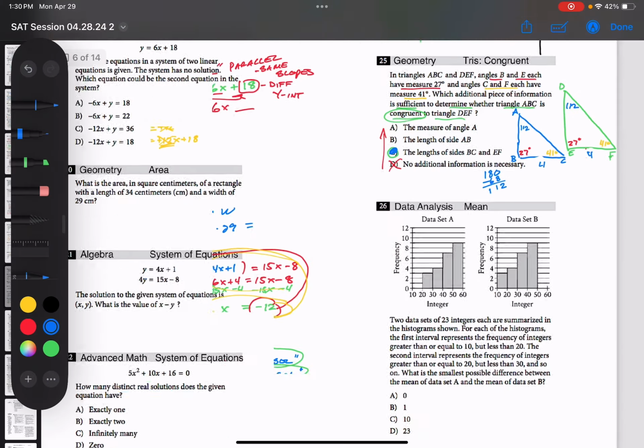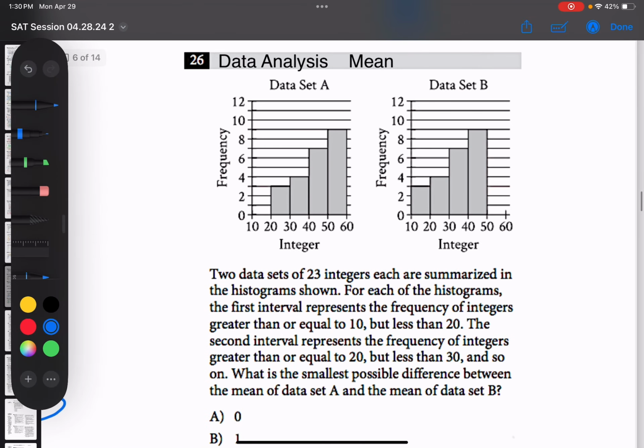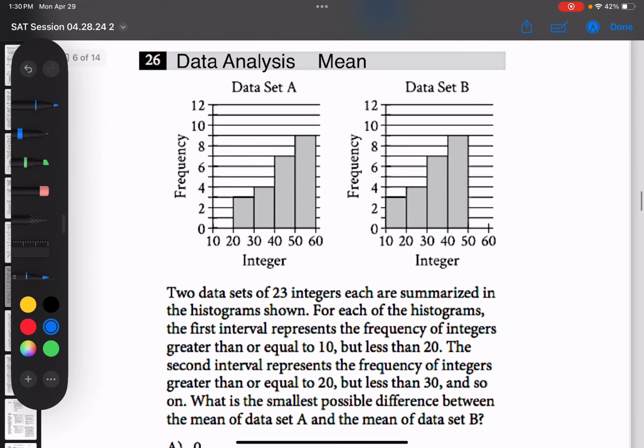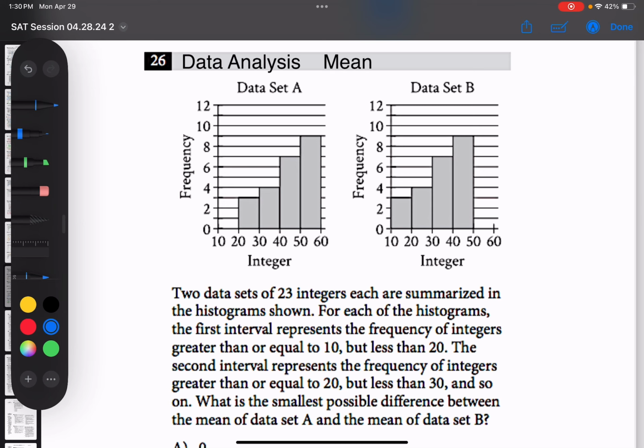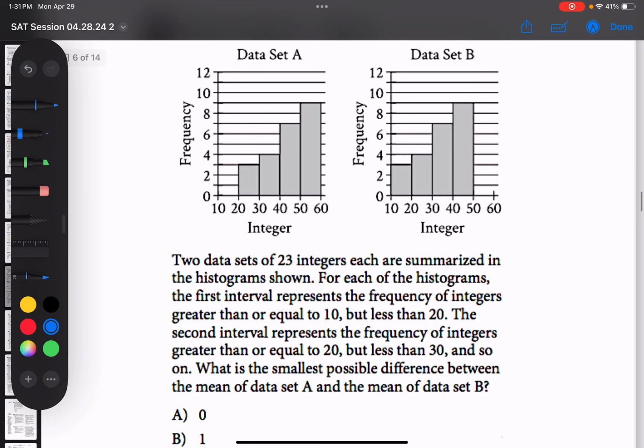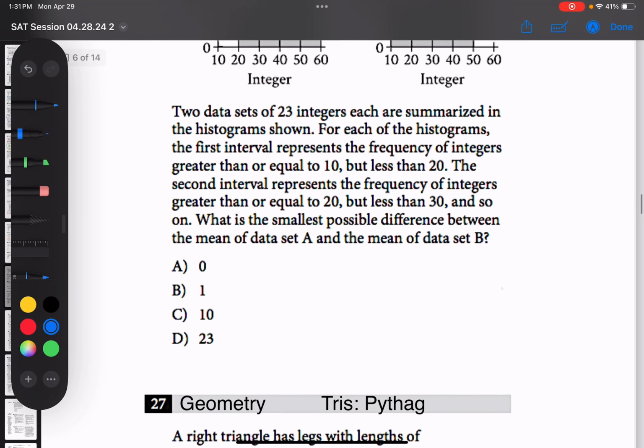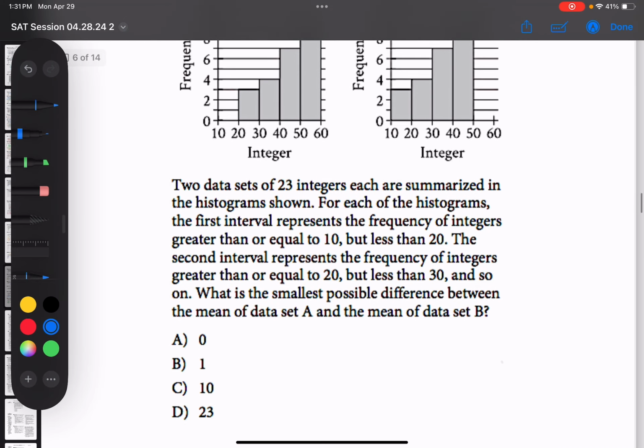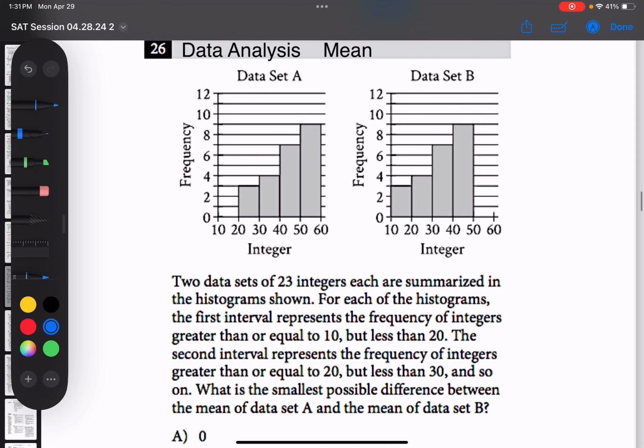Done. Question 26. All right, this has a lot of extra information. We're going to have to compare the data sets. And notice what they're showing you. Look, we have to come up with an answer, A, B, C, or D. It's numbers, they're not formulas. We see the bar graphs.